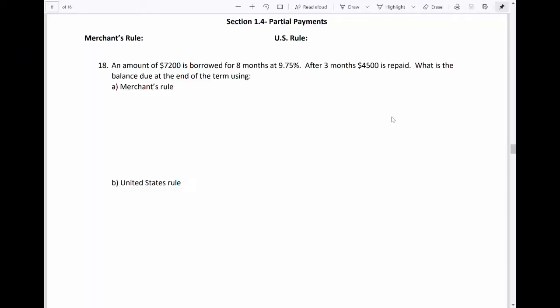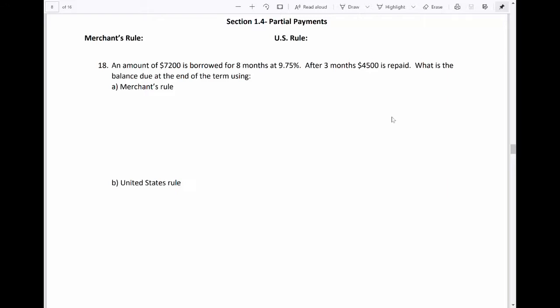So the plan with partial payments is that now that we're super good at focal dates, there are really two different ways that mortgage companies and other companies are going to master and deal with your partial payments.